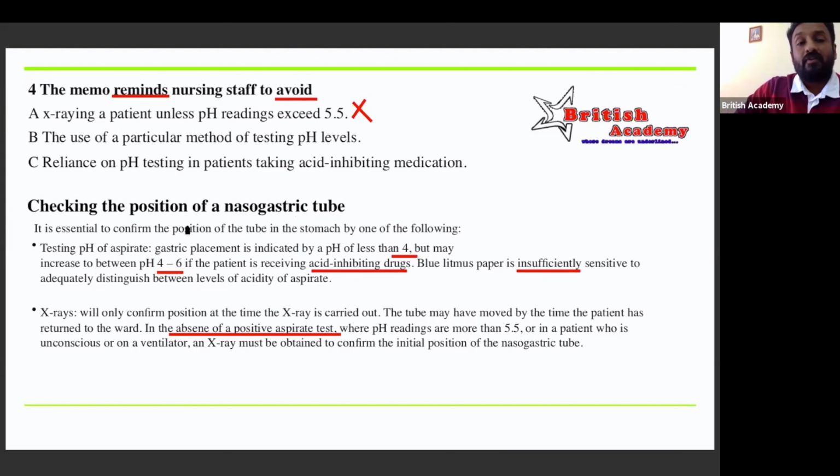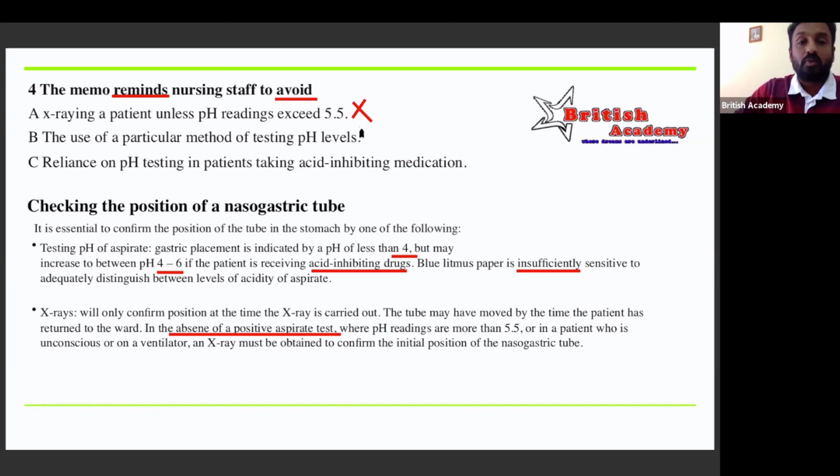I'm not so sure. We'll have to see that. Can we rely on only pH test or can we rely only on X-rays? Is it possible? Sometimes when we are testing the pH, it clearly says litmus paper is insufficiently sensitive. Sometimes it says even if we do an X-ray, by the time he reaches the ward, the position may have changed. Again, you'll have to go for the X-ray to find the particular position of the particular thing. So that is not possible.